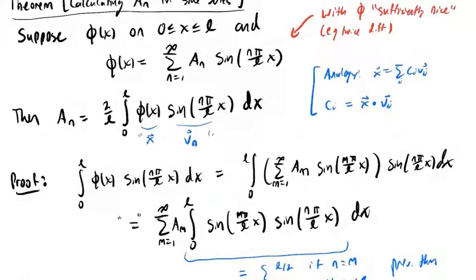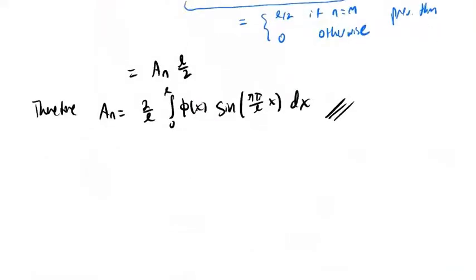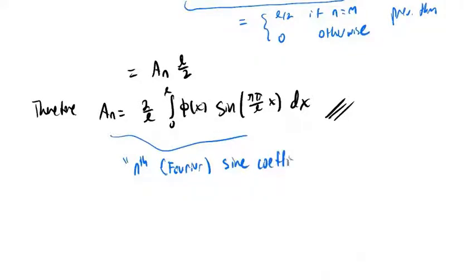Right, and so this quantity is called the nth Fourier sine coefficient, named for Fourier, the mathematician who discovered this. The reason it's called the sine coefficient, again, is because it involves sine functions.